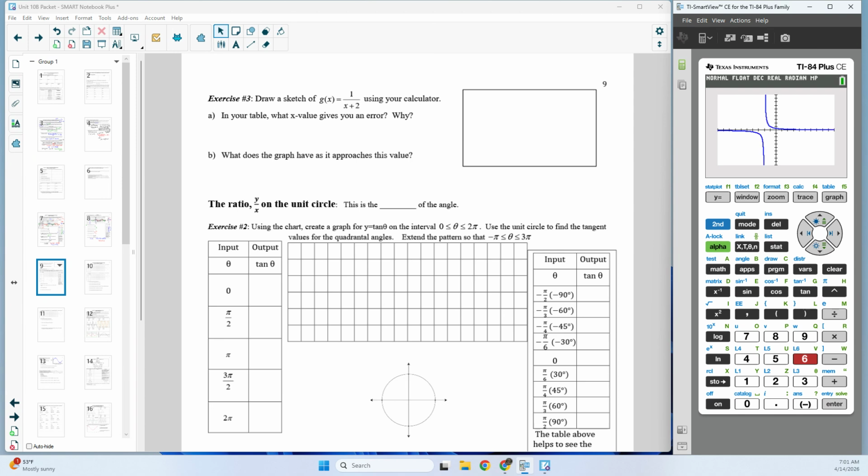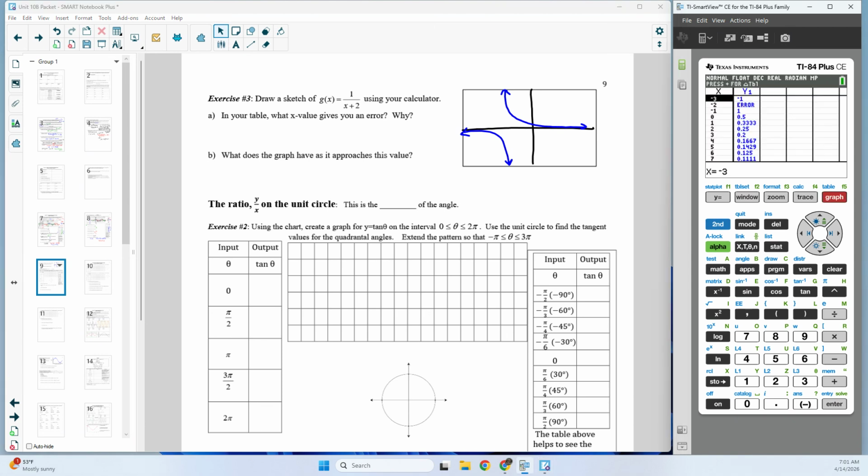So we haven't seen many graphs like this, but if I draw it out, it goes here, and this graph is going like this, and this piece of the graph is going like this. And next we're going to look in our table, and we're going to look for an error. So I look and I see I have an error at -2.